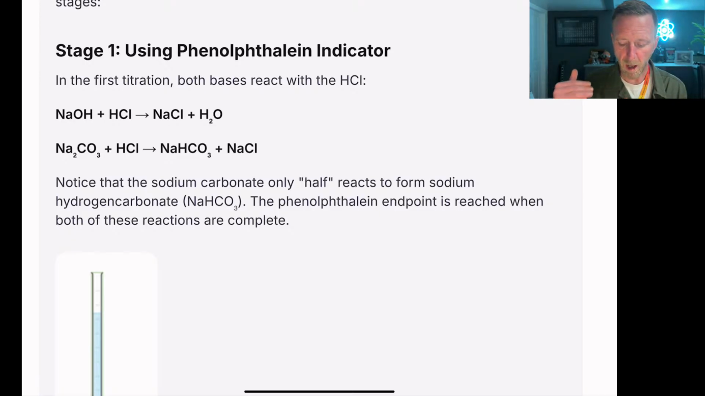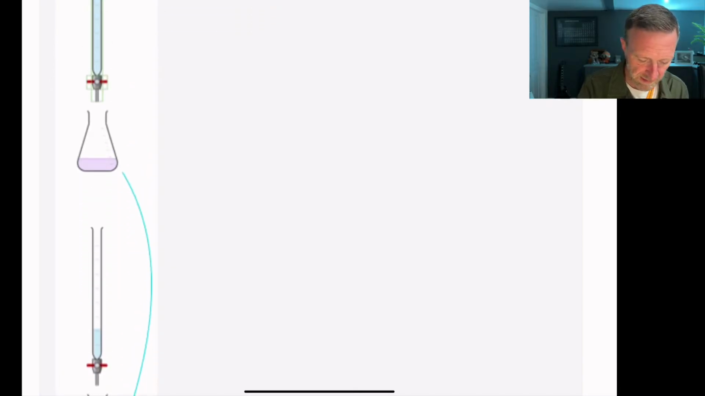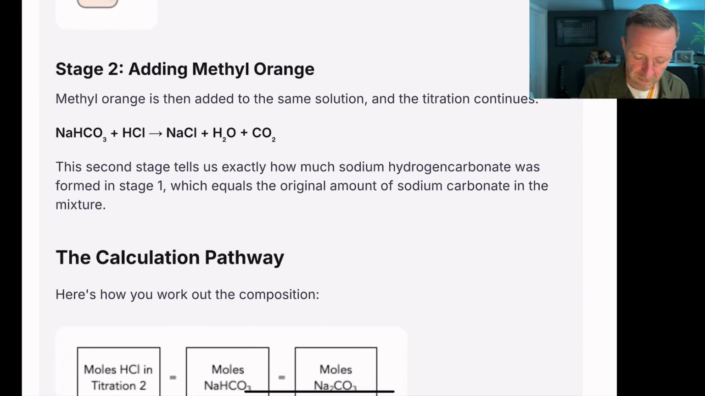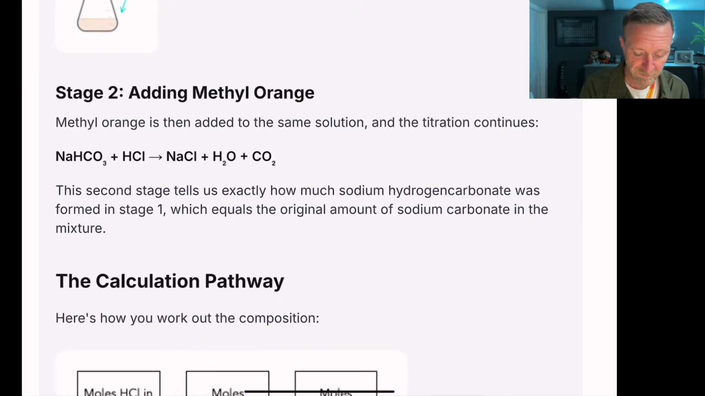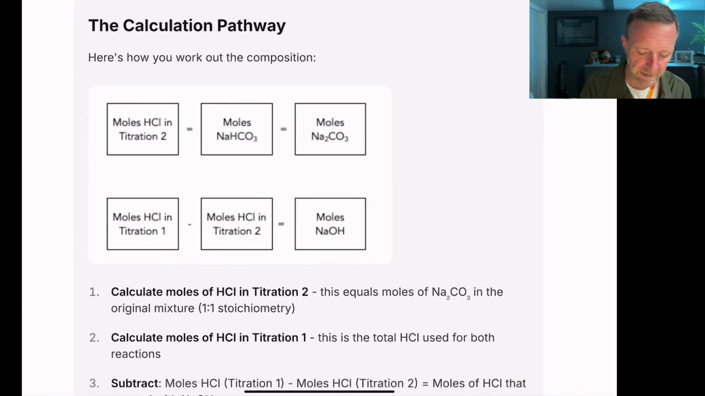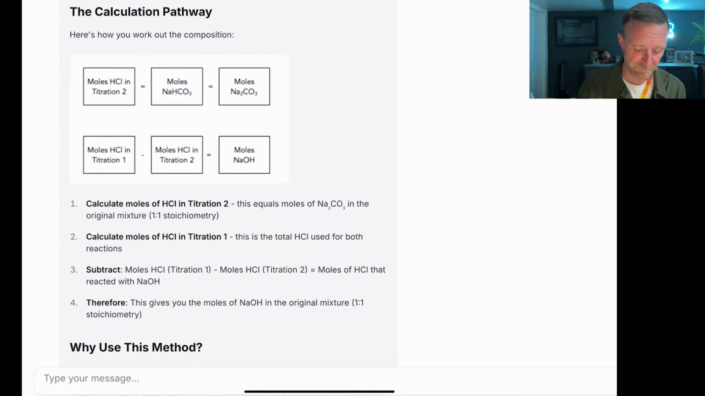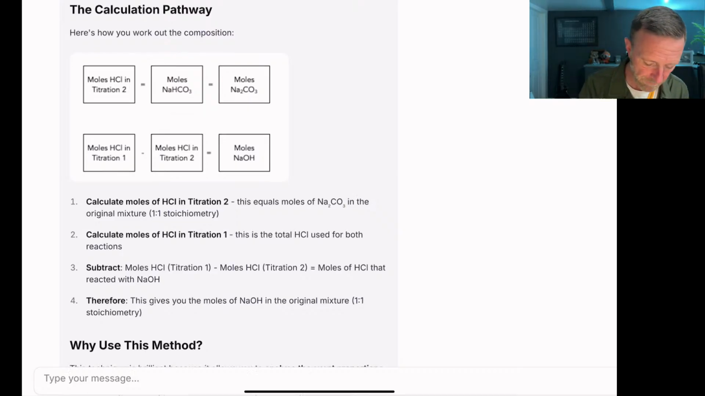Notice the sodium carbonate only half reacts to form sodium hydrogen carbonate. So it's only using one of those sodiums, and it's only reacting with one HCl. Phenolphthalein is the endpoint when these are complete. So this is your color change. Then, when we add methyl orange, we continue the titration, and we get the rest of the sodium hydrogen carbonate reacting. So it shows you the calculation pathway, and this is taken straight from the notes. In order to calculate the answer for double titrations, it tells you how to do that step by step.